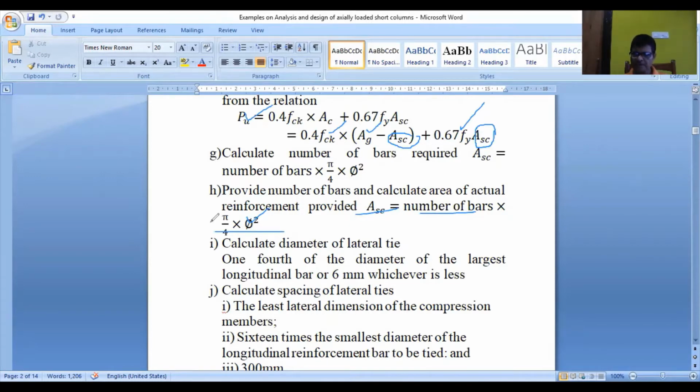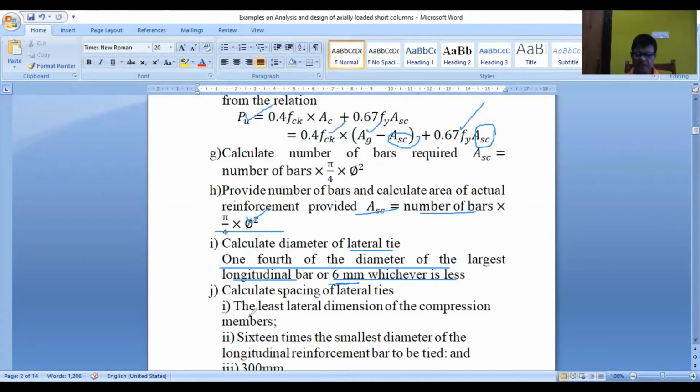Once you fix the longitudinal reinforcement, then you have to find the lateral ties. Again, we have seen on page 50 the lateral ties dimension in the Codal provision. It's the minimum of 1/4 of the diameter of the largest longitudinal bar or 6 mm, whichever is less. 6 mm bars are not available in the market, so you can go for 8 mm bars, the torsteel or the HYSD bars.